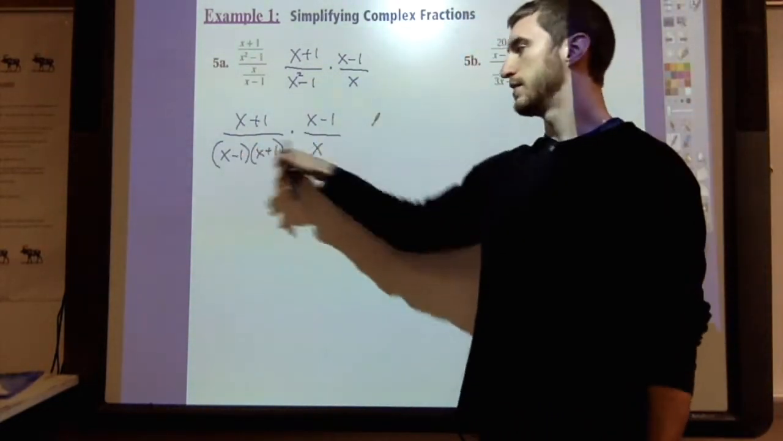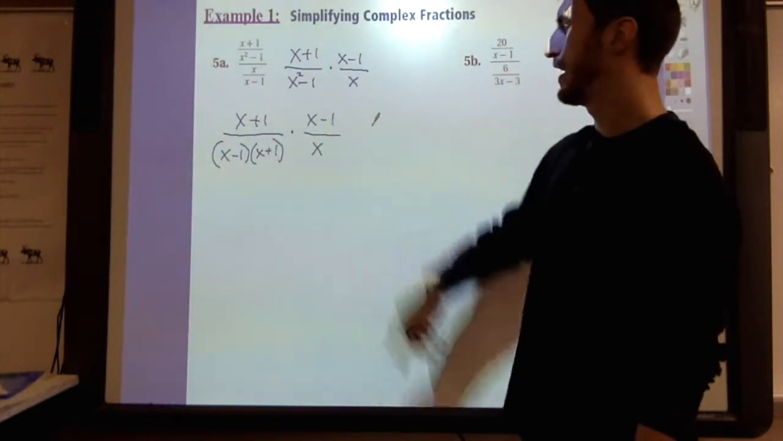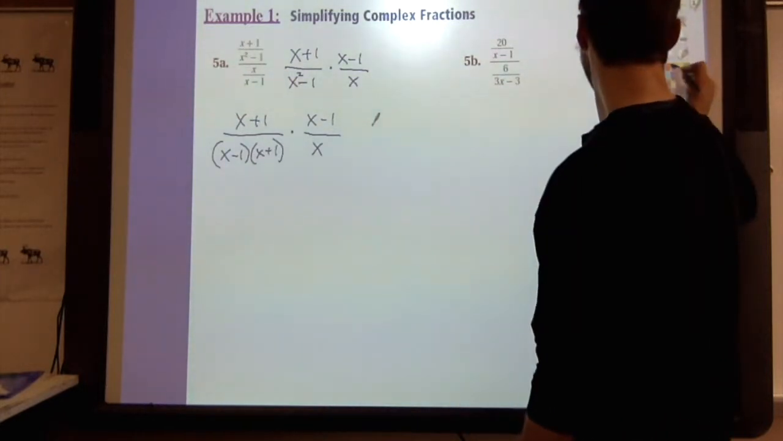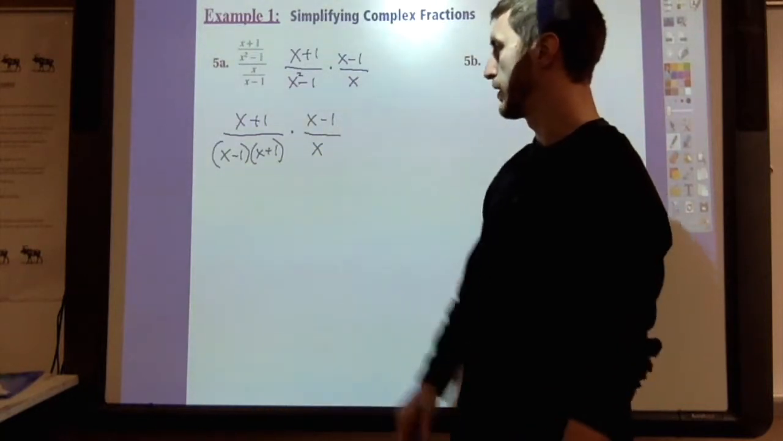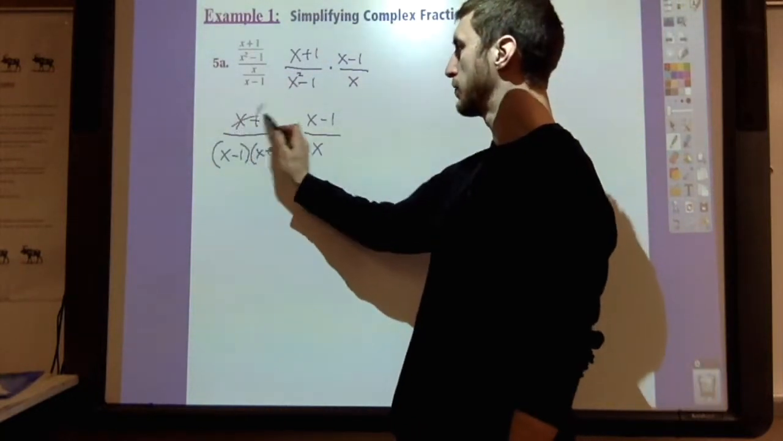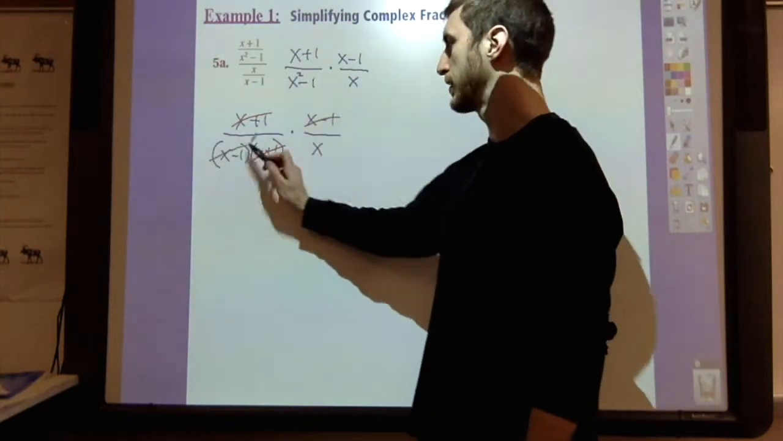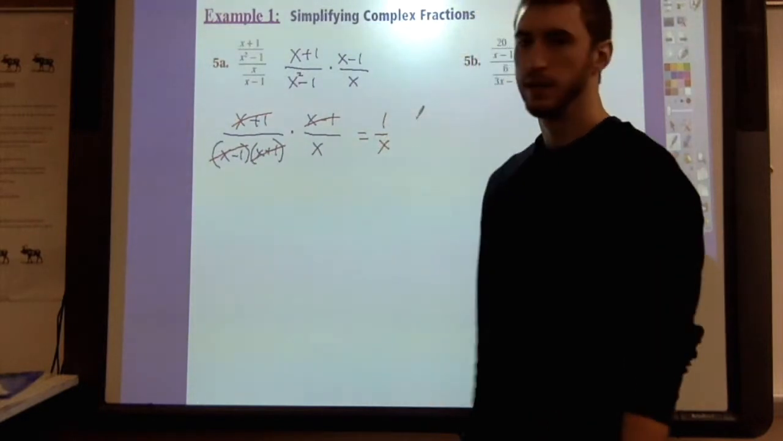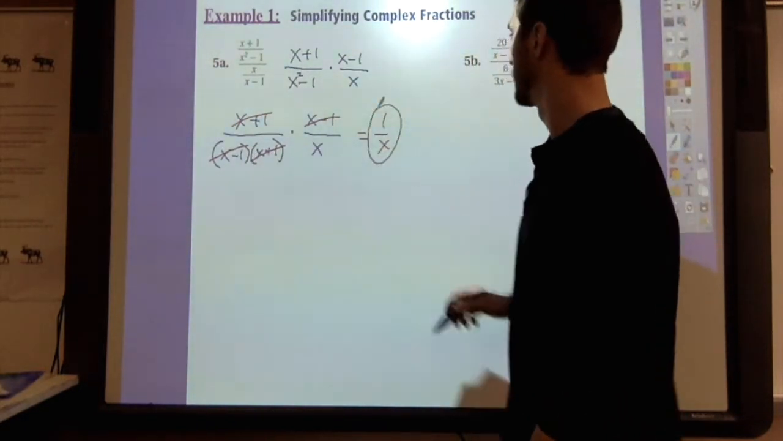We don't have to get these denominators the same because we're multiplying, so they can just stay as they are. If we were subtracting or adding, you would want to get them the same. But we don't have to worry about that. So we've got an x plus 1 on top and x plus 1 on bottom. We've got an x minus 1 on top and x minus 1 on bottom. And we're just left with 1 over x. Nice and easy. That was pretty cool.